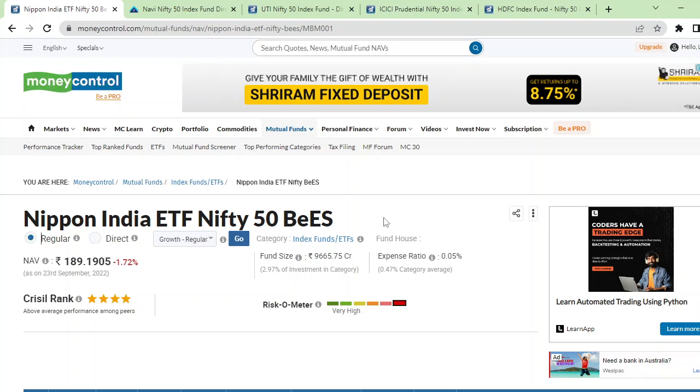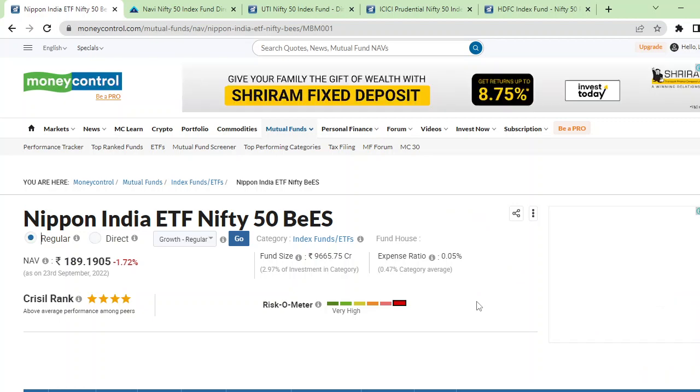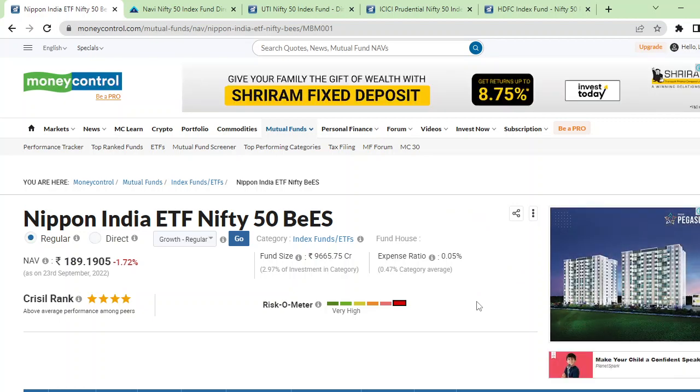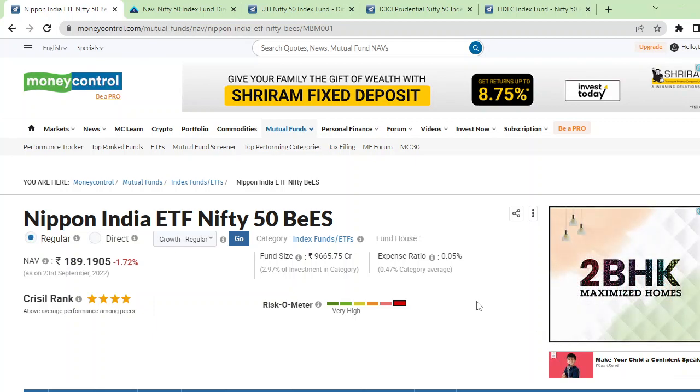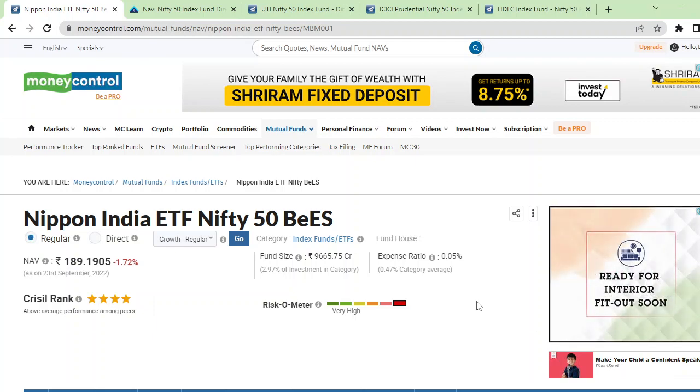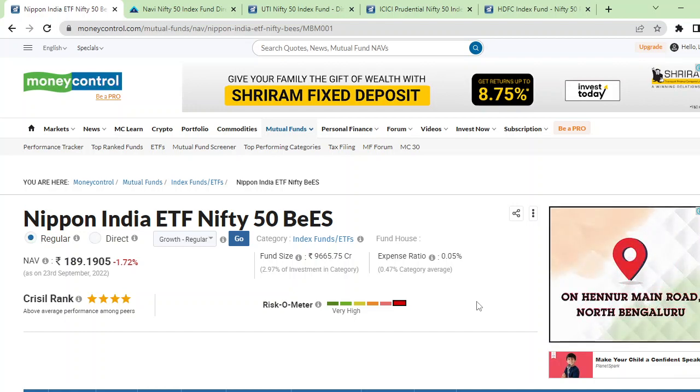The second thing is the expense ratio. That means how much that fund house is charging as expenses. Take the example, you are investing 100 rupees. In such a case, how much is Nippon India Nifty Bees charging? They are charging only 5 paisa, which is quite small. But there are also certain organizations charging 1 rupee also.